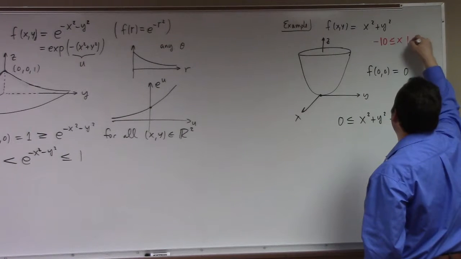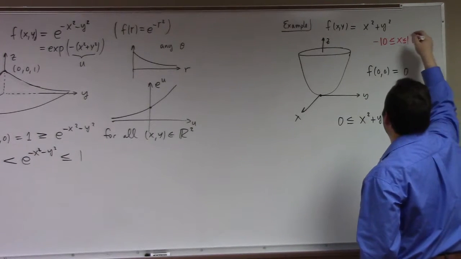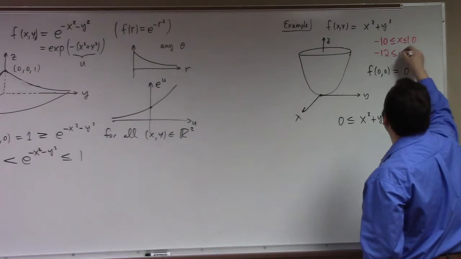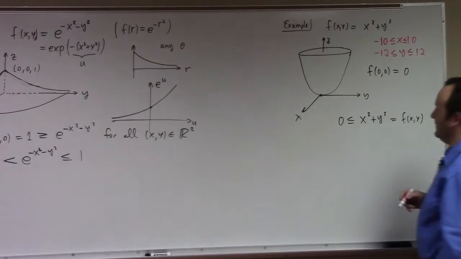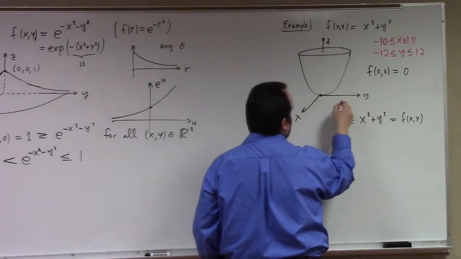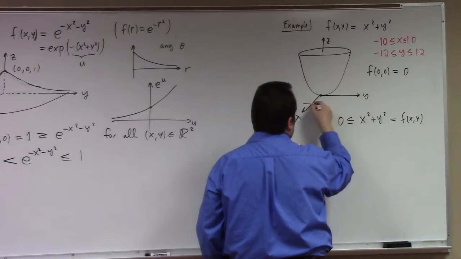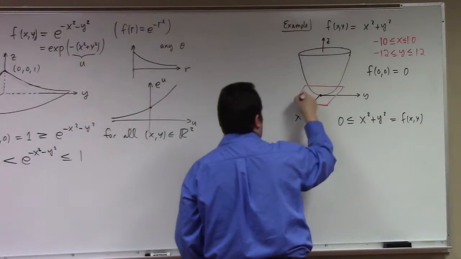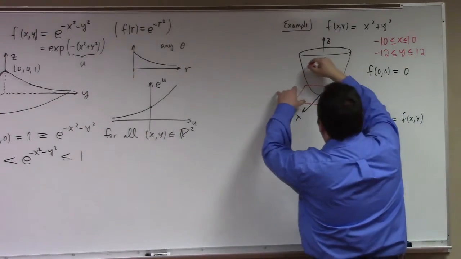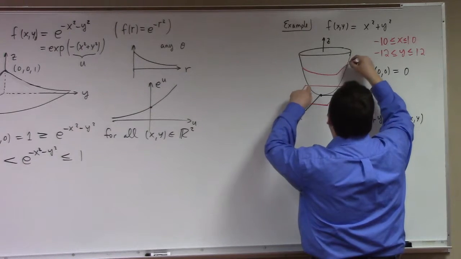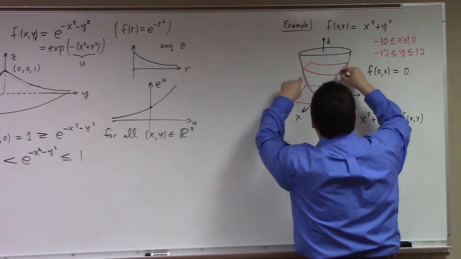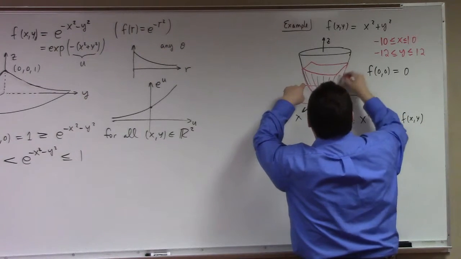Suppose x has to be between plus and minus 10, and suppose y had to be between plus and minus 12, I don't know. Then all of a sudden you're just looking at x going from -10 to 10. That's your new domain, right? I can't even draw it, but there's just this part of the graph to play with now.